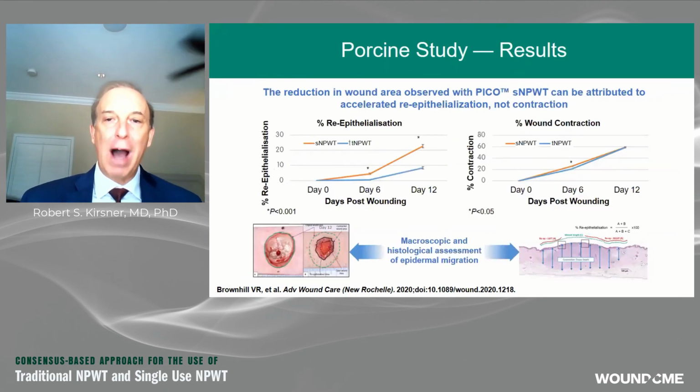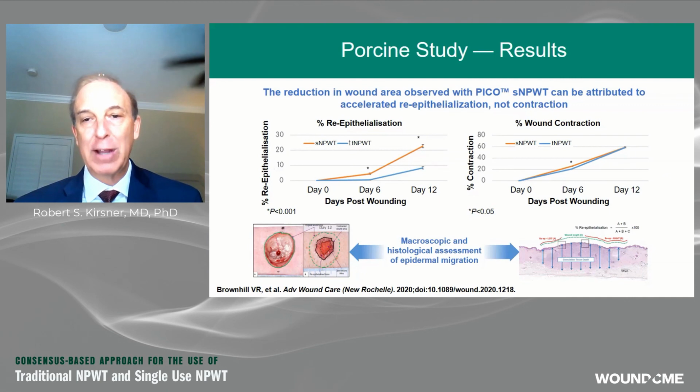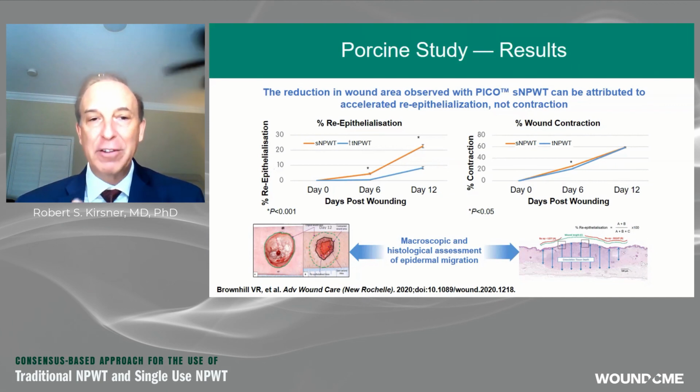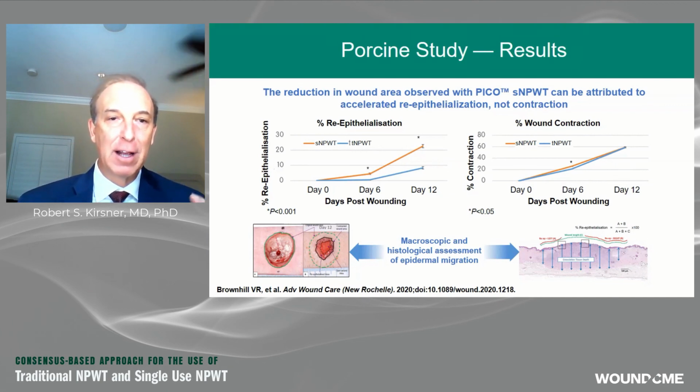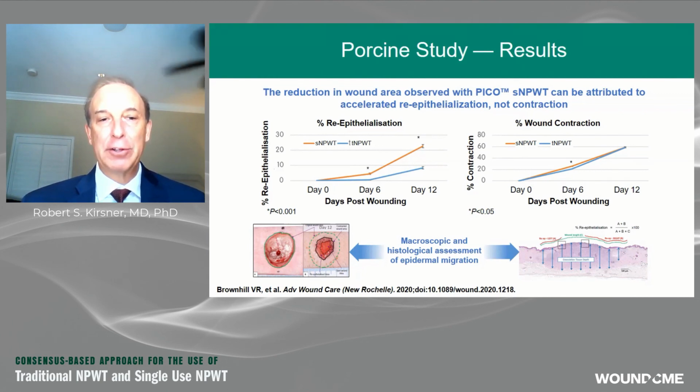Now, why is that? Why did that occur? There was not a difference between the percent wound contraction between the single-use and the traditional negative pressure device. Both devices led to wound contraction in a similar way. But what was found and seemed to be the difference that led to the observation of better healing was that single-use negative pressure devices had an enhancement in epithelialization.